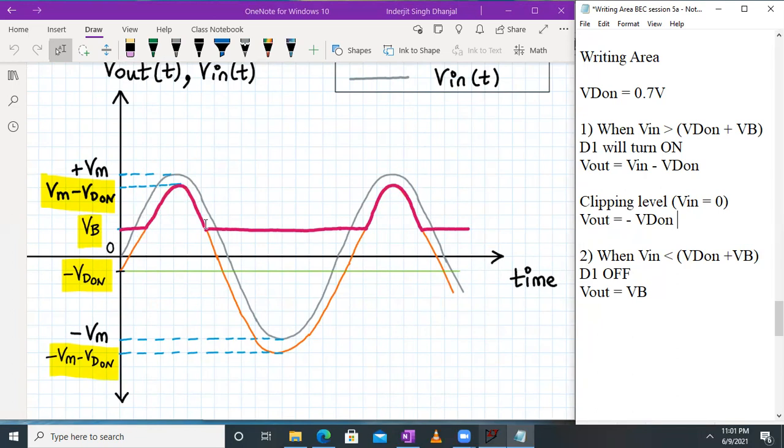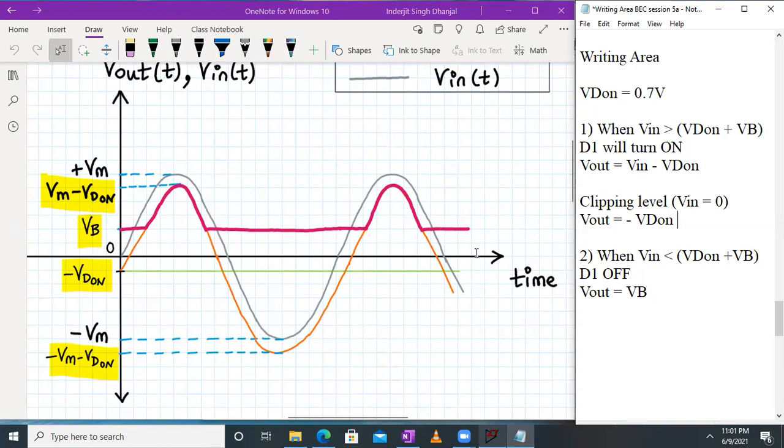So now one more thing is there. When V in is less than VD on plus VB, this is just the condition. Okay, don't get confused and mixed up with this. Whenever V in is less than VD on plus VB, what is the condition? Diode D1 is off. And whenever diode D1 is off, my output is not zero, it is VB. So you just draw a VB level over here. Not an imaginary line, a light color line, because we cannot make a dark line, because then the output will not look good.